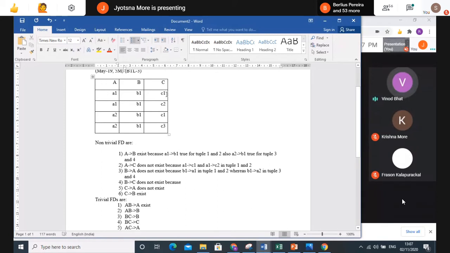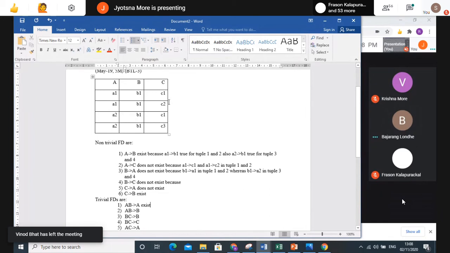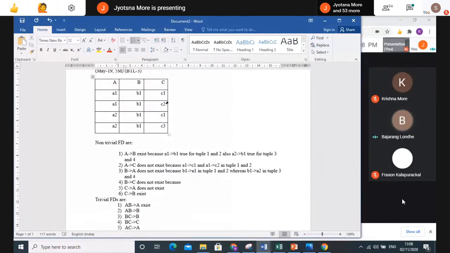Because A1, C1, tuples 1 and 3. Okay, in 1 I am having A1 and C1. A1, C1 determines A1. And A2, C1 determines A2. Why? Where is the common factor we are having here? 1 and 2, sorry. A1, C1. And this is A1, C2. A2 C1 determines A2 and A2 C3 determines A2. That doesn't matter. If the right side is common, it doesn't matter. But the left side you have to check. If it is common, then the right side has to be common.